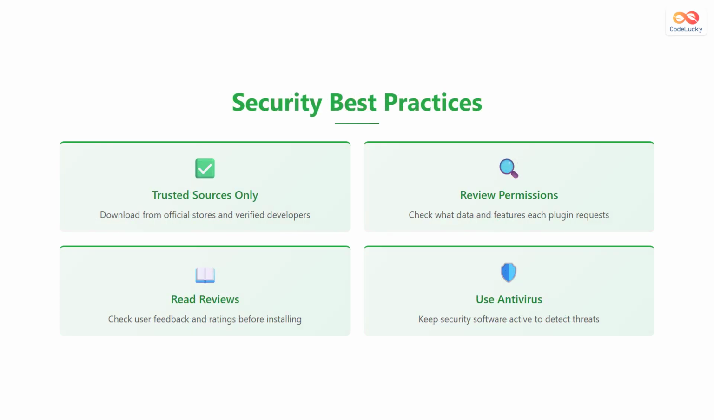To protect yourself when using plugins and extensions, follow these best practices. Only download from trusted sources. Use official app stores and verified developers. Never download from unknown websites. Always review permissions before installing. Check what data and features each plugin is requesting access to. Read user reviews and ratings before installation to see if others have reported problems or concerns. Keep security software active on your computer. An up-to-date antivirus program can detect and block malicious plugins before they cause damage.